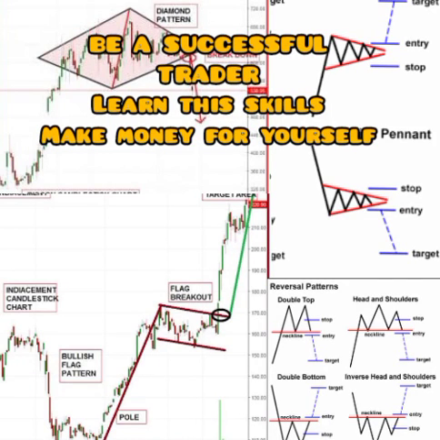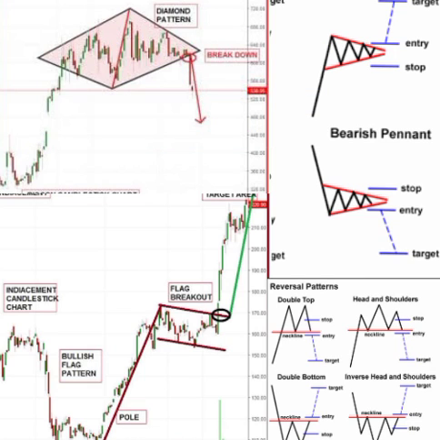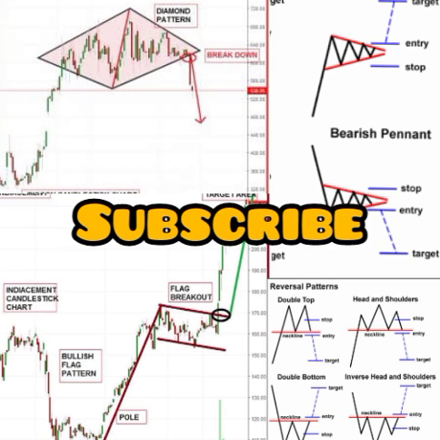This is Phenomenal Pips. This is the second part of a technical analysis that explains how to trade patterns, candle formations, flags, channels, and others.